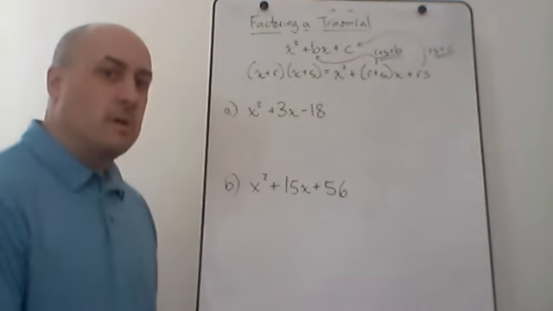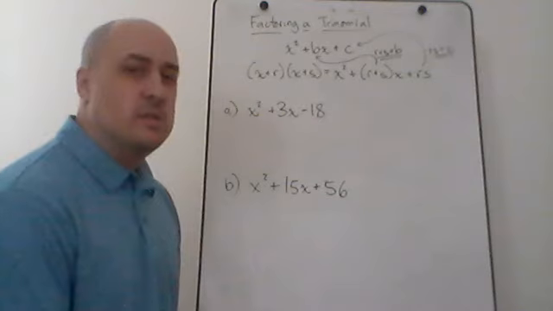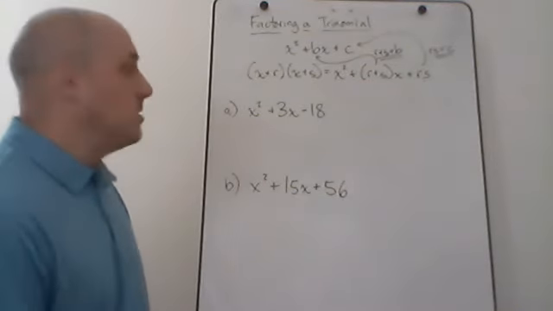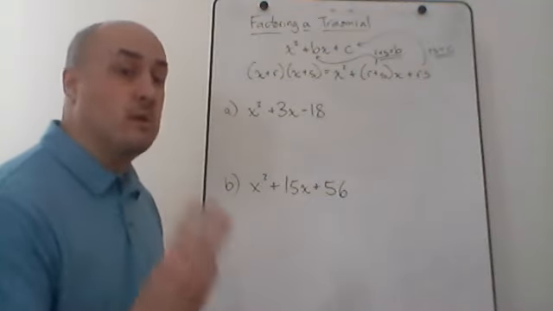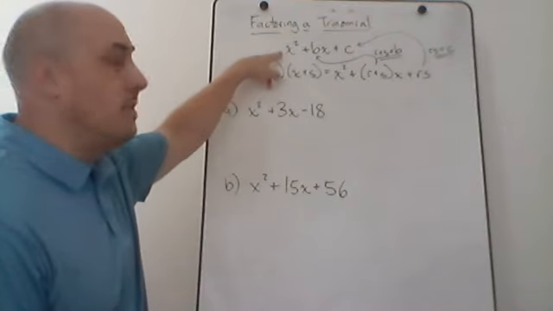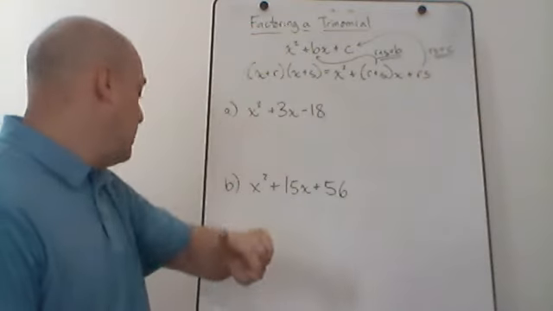Alright, in this video we're going to talk about factoring a trinomial, which is one of the more common types of factoring methods that we tend to see. Remember, a trinomial is something that has three terms. The most basic type of trinomial is the one where the leading coefficient, the one in front of the x squared, is just a 1.